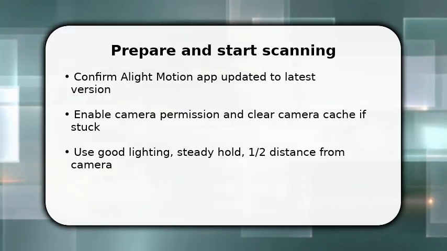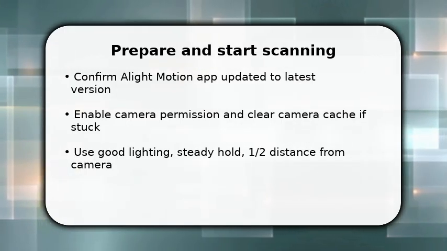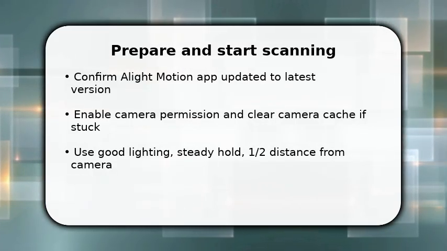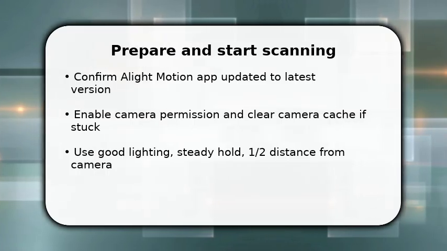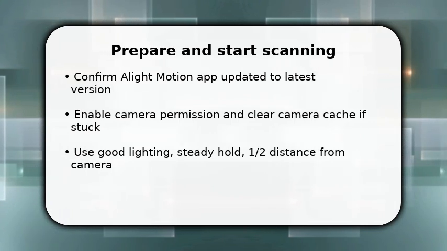Aim the code in frame, keep the phone steady, and adjust distance until the code fills about 60% of the view. If autofocus fails, tap the screen to refocus. Once the scanner recognizes the pattern, you'll see the import prompt. Don't tap anything else yet.